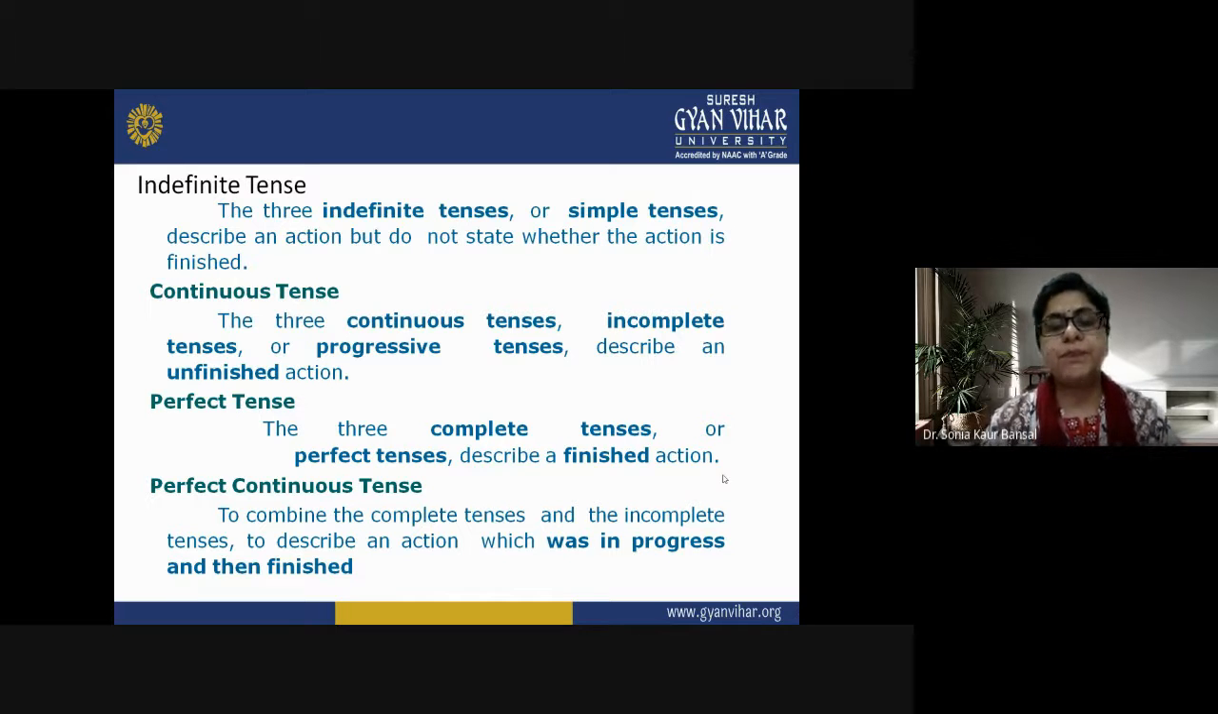Clear? Now to sum up, indefinite tense is only telling you about the action that is happening. That's it. And continuous tense is telling you that the action is being done and it is not finished. Unfinished in all the three forms. And then in perfect tense, you are actually getting to know whether the action has been completed or not. So this is talking about finished action. Clear? Now, perfect continuous tense combines the complete tenses and the incomplete tenses, which I have told you, present, past, and future. So then it is finished. Clear, students? I hope you are clear with the four aspects and time frames.